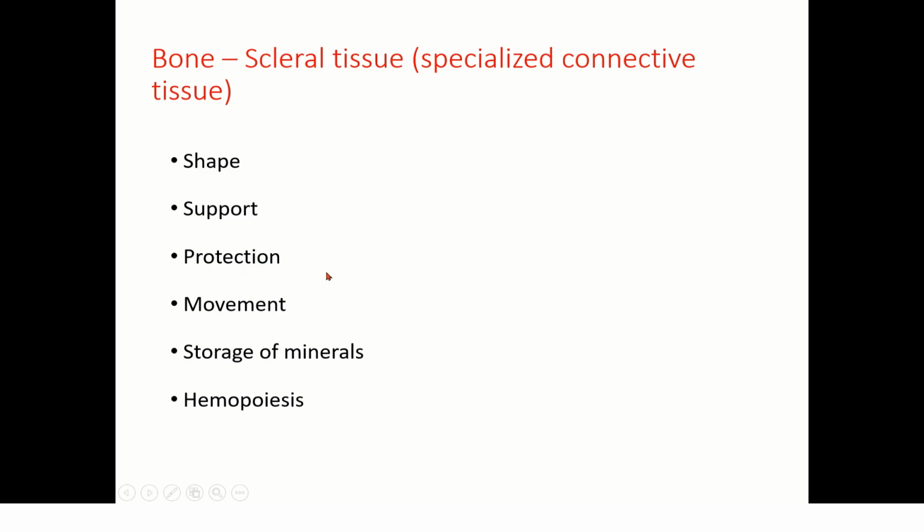Like in the thoracic region, if you see, heart and lungs are protected by the thoracic cage. In the cranial cavity, the brain is protected by the skull bones. Movement: bone provides attachment to the muscles, and the muscles can firmly contract because they have strong attachments to the bone. And bones store minerals, calcium, phosphate, and bones also help in hemopoiesis.